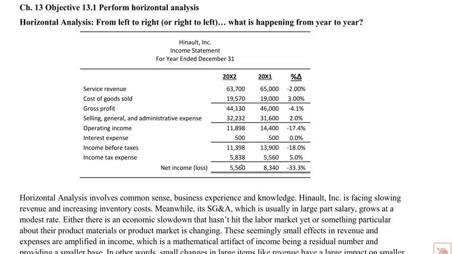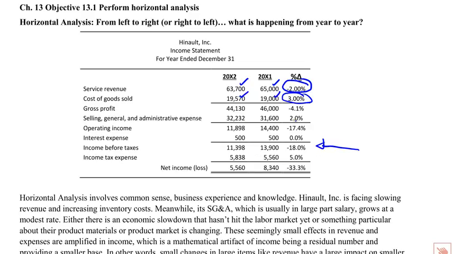Okay, horizontal analysis, what is it? It's from left to right or right to left. So what happened between 2001 and 2002? Revenue went down 2%. What happened to cost of goods sold? It went up 3%. Went from 19,000 to 19,570. So we're going across the horizon. That's why it's horizontal analysis.